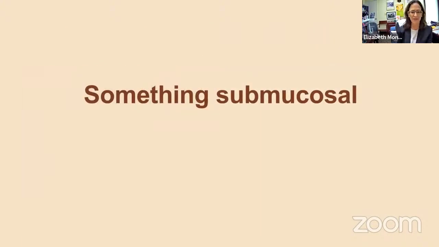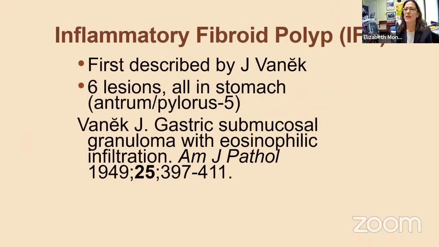Let's hop up into the submucosa. And of course, the classic entity there that I hope all of you either already know how to recognize or now will know how to recognize is the inflammatory fibroid polyp. The name is a misnomer because we just didn't know then what we know now. They were first described by the Czech pathologist, and I won't try to pronounce his name. And he described 6 lesions, most of which were in the antrum.